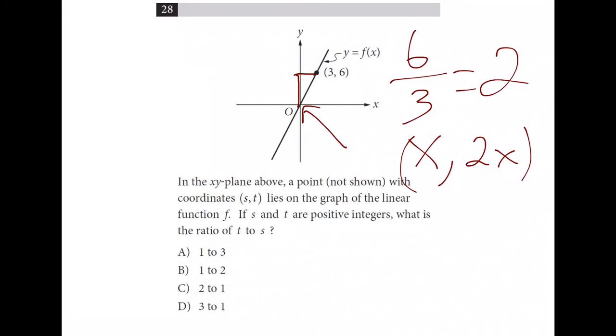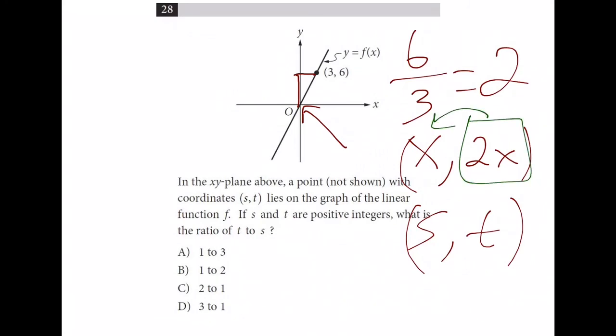They want to know the ratio of t to s. So if I'm considering s comma t, what they're asking for is the ratio of this part of the coordinate to this part, which is a 2 to 1. C.